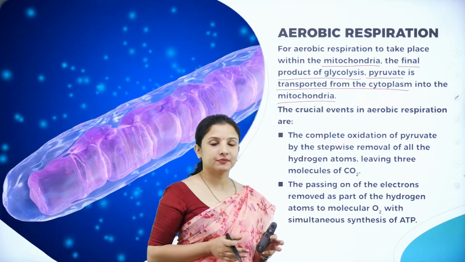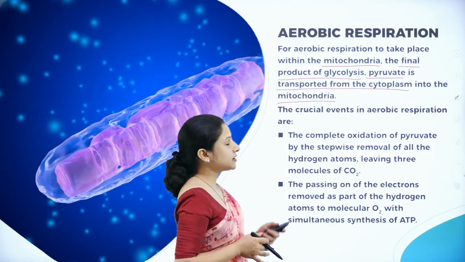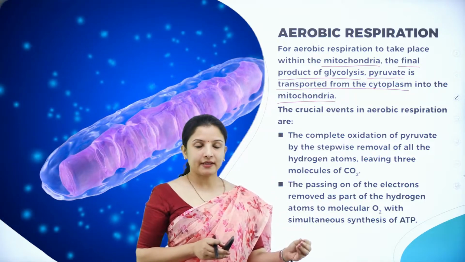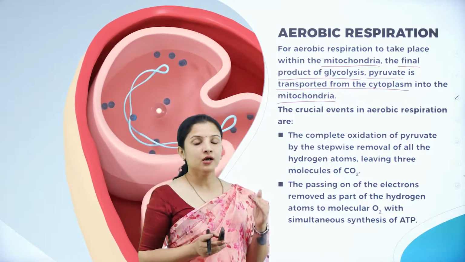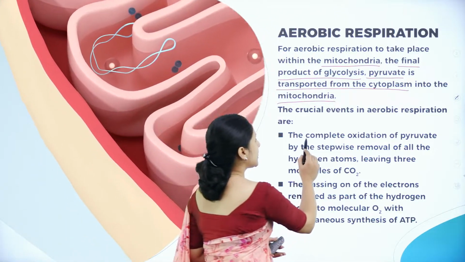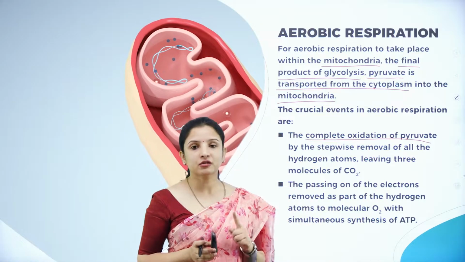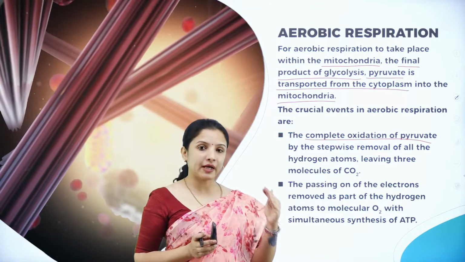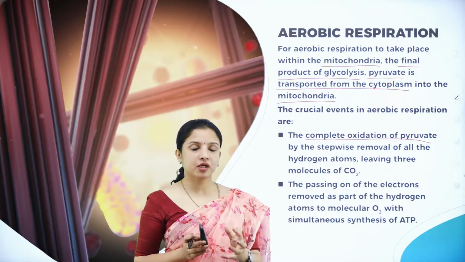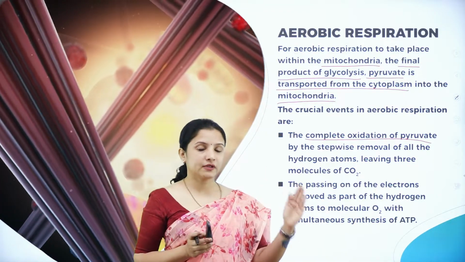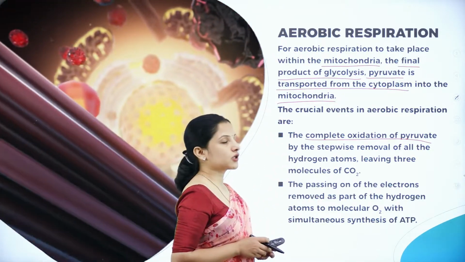And in aerobic respiration, there are important steps that actually take place. The first step is, now the pyruvic acid or the pyruvate has entered from the cytoplasm into the mitochondria. Once it is in the mitochondria, the complete oxidation of pyruvate will take place. Glycolysis was a partial oxidation process, right? So by partial oxidation, pyruvate got formed. For complete oxidation, it will require lots of oxygen molecules. For that, from the cytoplasm, it will enter into the mitochondria.